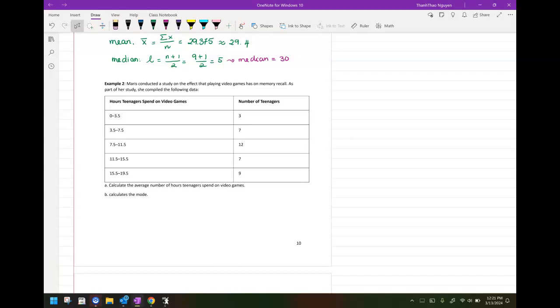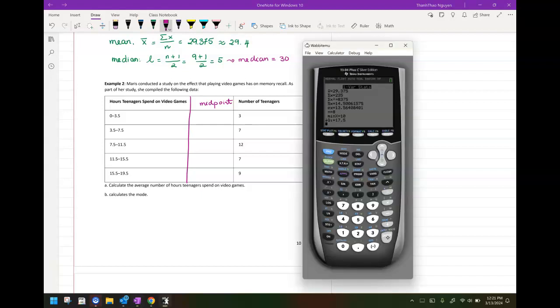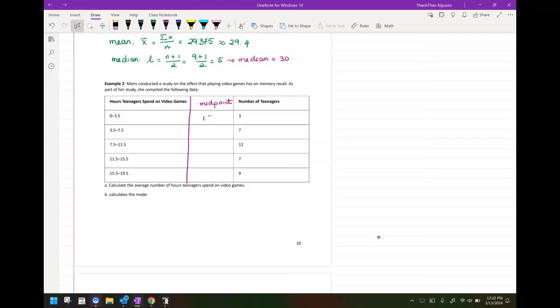So what we need to do in this case, if we are given a table distribution with groups like this, the first thing you need to do is to calculate the midpoint. The midpoint is the average of the lower class limit with the upper class limit. So let's start finding the midpoint. For the first one, it will be 0 plus 3.5 divided by 2, so we get 1.75.